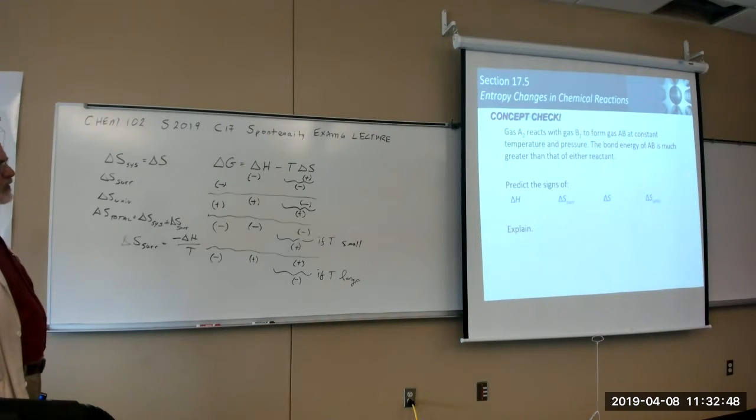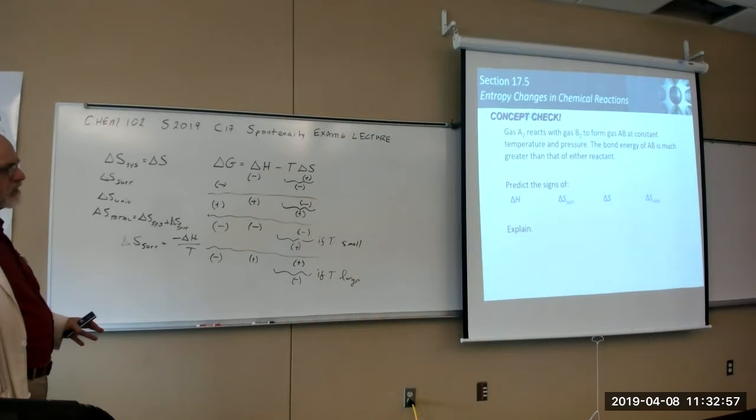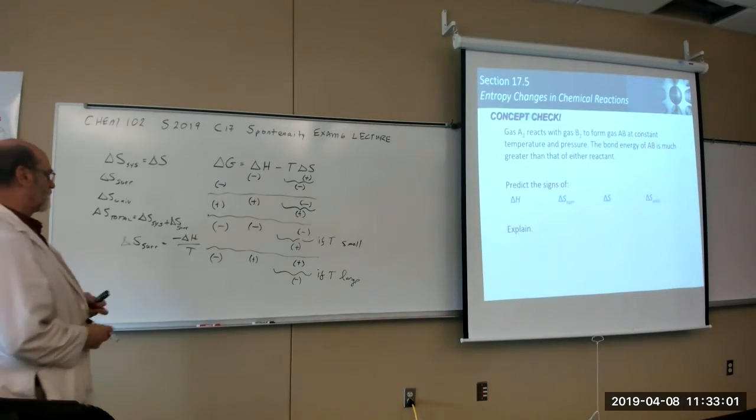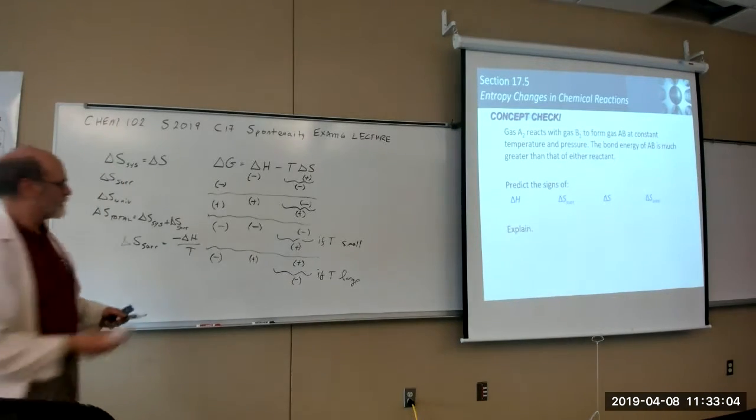Let's see, a gas A reacts with gas B to form AB at constant temperature and pressure. The bond energy of A and B is much greater than that of either reactant. So what does that mean? I have to draw a picture.